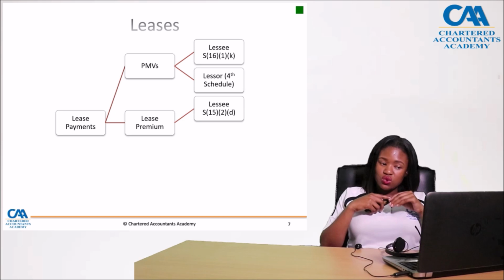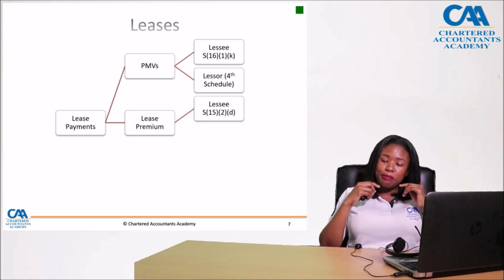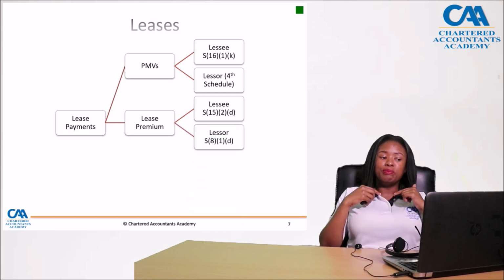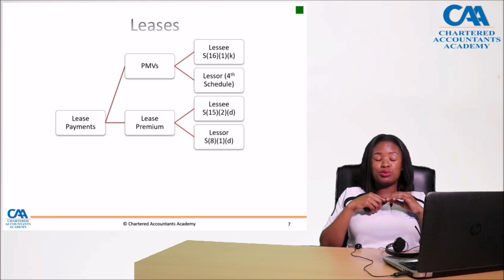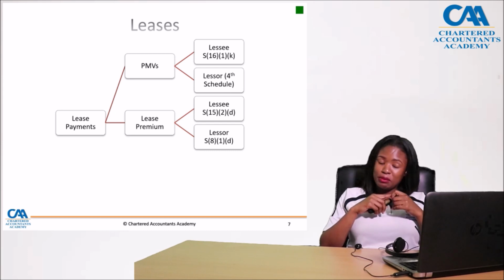And then on the lessor side, they are supposed to include any lease premiums in full at the time that they are received. So if you receive a lease premium of 100,000 for a very prestigious building, then this should be included in your gross income in full, and it will be taxable in that year.